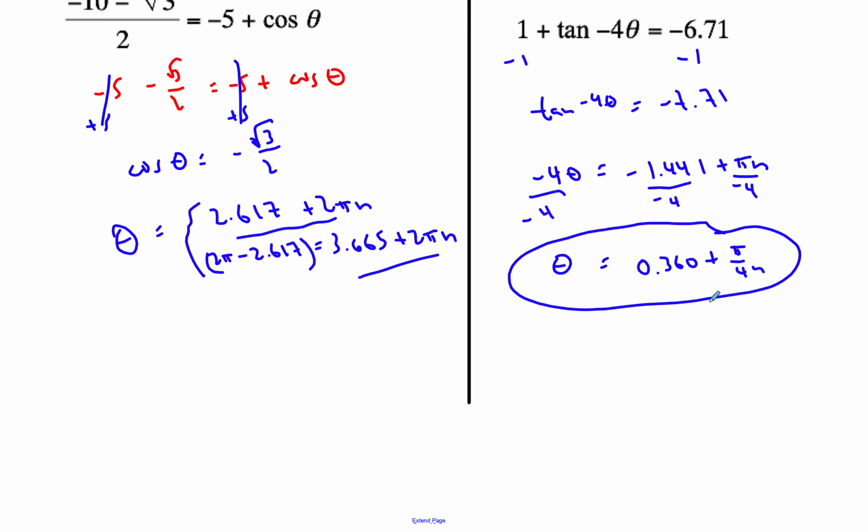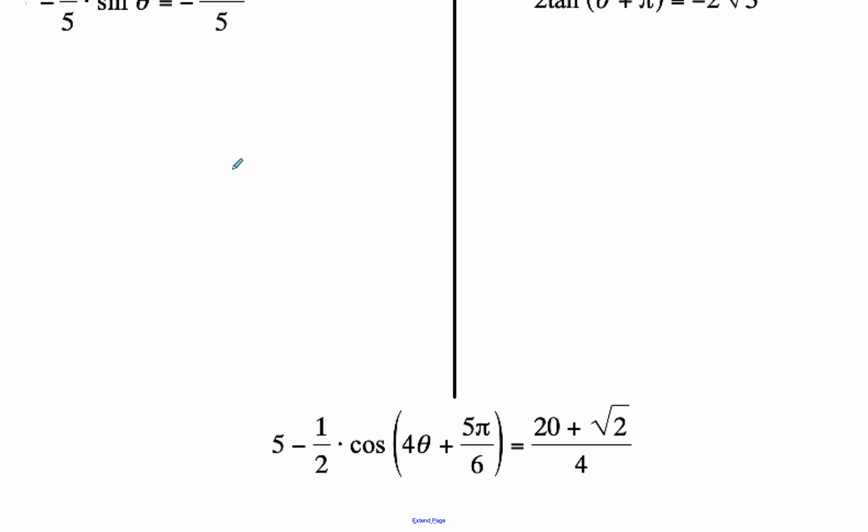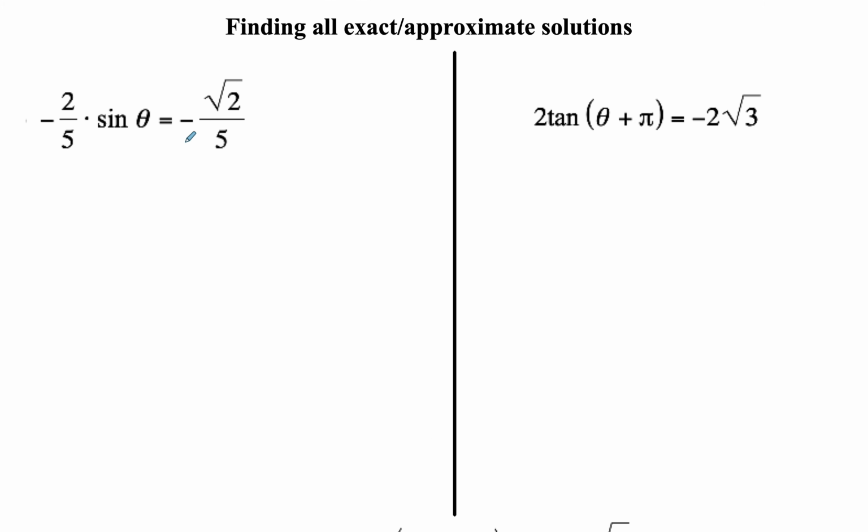Okay. So, a couple more examples. Finding all exact or approximate solutions when possible. In this case, we can do the same thing, and we'll just do a couple of these. We don't need to do all of them. So what I'm going to do is get rid of this -2/5 by multiplying by -5/2. There was nothing being added or subtracted, right? Which means this will cancel and the negatives cancel, so I get √2/2 equals sine theta.